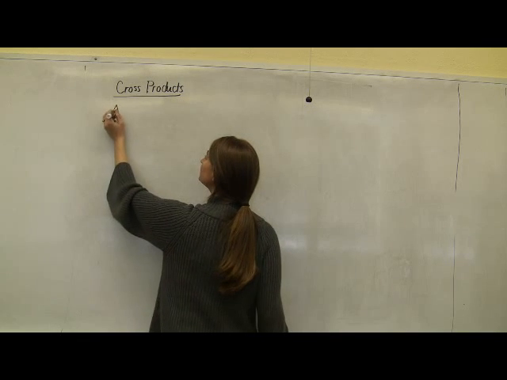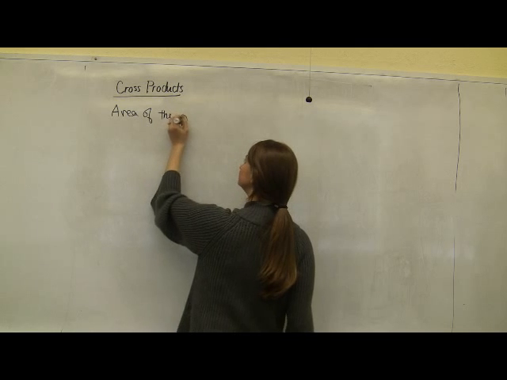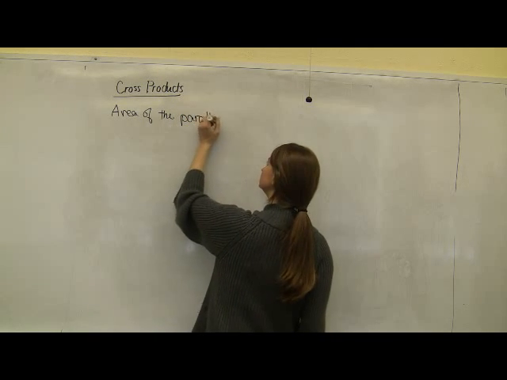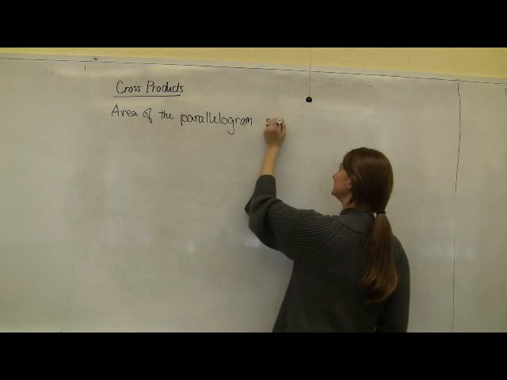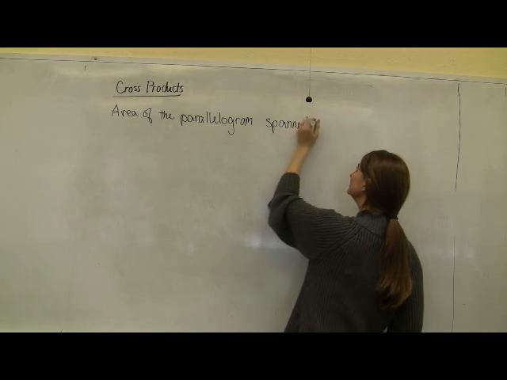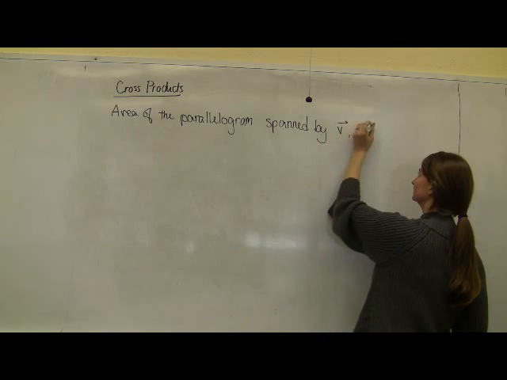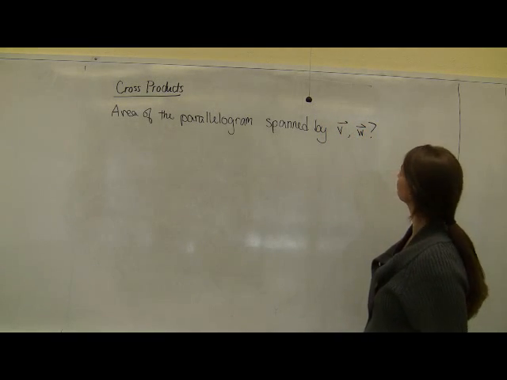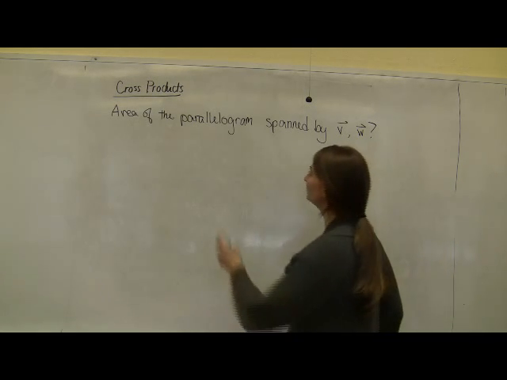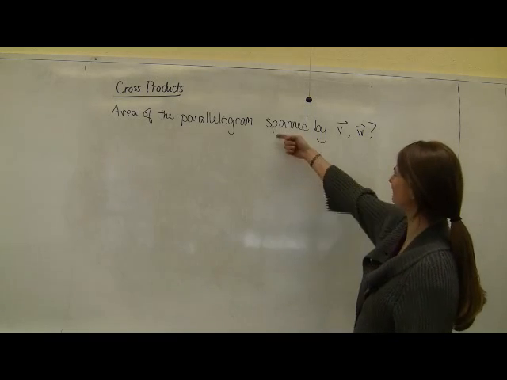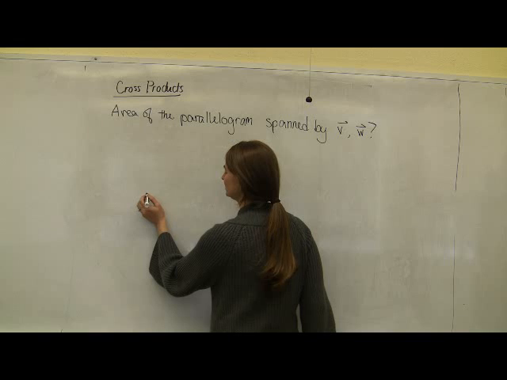So I want to know, what is the area of the parallelogram spanned by a vector v and a vector w? Well, this is something that I think is really cool. First you have to ask, what does it mean to be a parallelogram spanned by vectors? I think that it's important to look at what the geometry is.